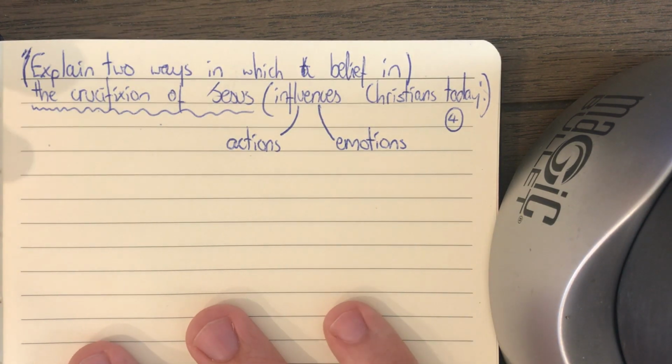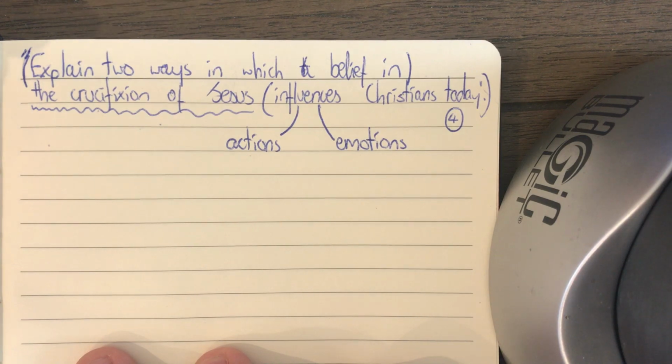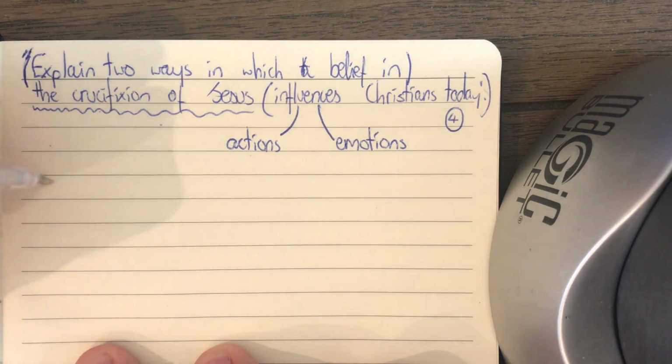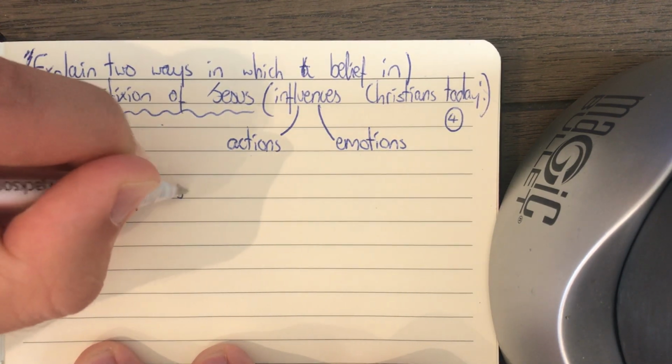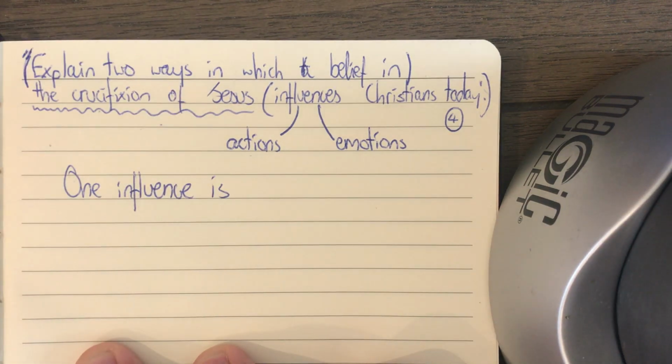And you can start your sentences largely the same for every single 4-marker you get, and then all you need to do is change the influence that you give and change the belief that you're talking about, but the sentence starters largely remain the same. So you would start your first sentence by saying 1 influence is. Okay, we're not going to waste time by doing loads and loads of waffle there by saying one way that a belief in blah blah blah influences blah blah blah, but just say 1 influence is. Okay, nice and simple. We've only got 4 minutes.